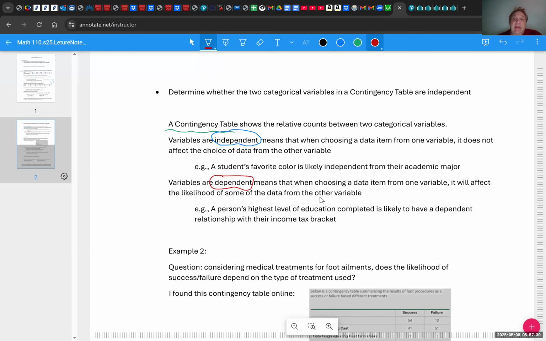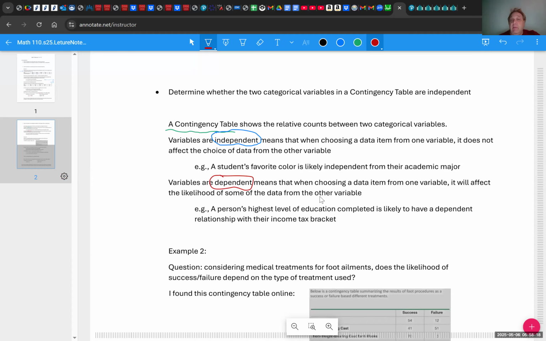And my example here is a person's highest level of education completed is likely to have a dependent relationship with their income tax bracket. Now, not always, certainly it won't be that one always affects the other, but we can definitely see that it's possible that your highest level of education will have some impact on your income tax bracket, or vice versa, right? So those seem like they are probably dependent upon each other. So that's just trying to help you understand and remember what these different words mean.